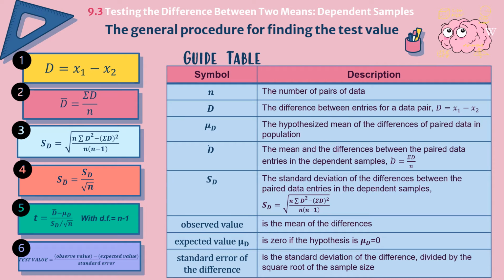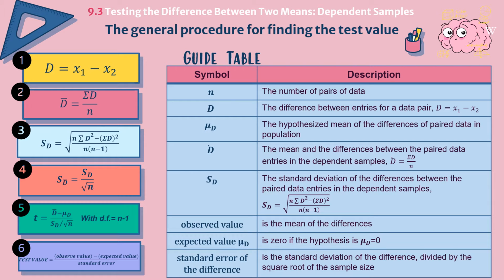So we have this guide table. We have this first column for our symbol, and the next column is for its description. N is the number of pairs of data. D, the difference between entries for a data pair. We have the formula D equals x sub 1 minus x sub 2. Next, mu sub D is the hypothesized mean of the differences of paired data in population.